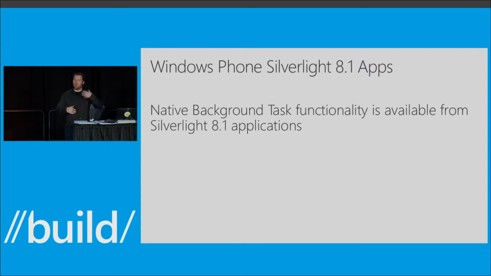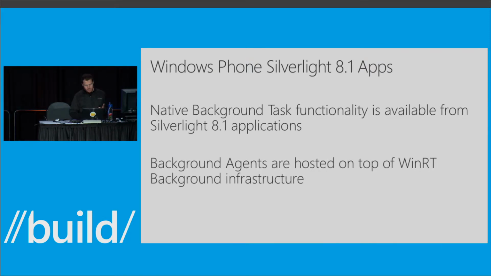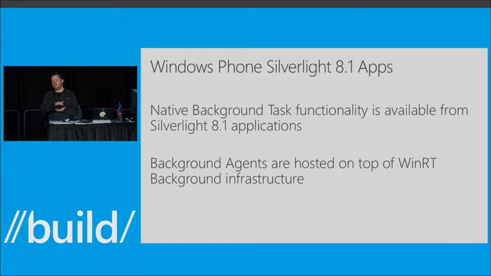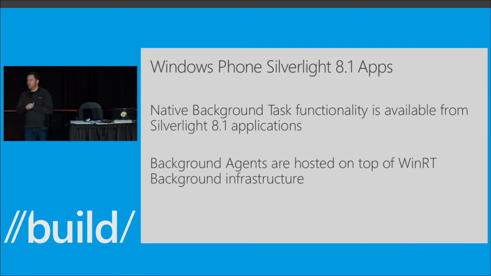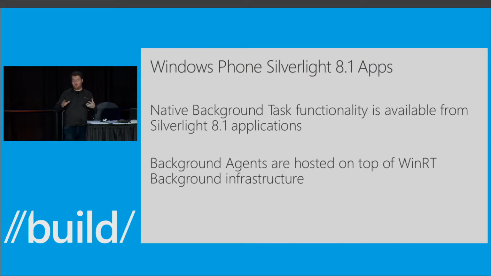So you can replace your background agents with background tasks. You can get these new triggers and conditions and all this new functionality in your existing Silverlight applications. And in fact, as soon as you upgrade to Silverlight 8.1, we'll actually host your background agents on top of the modern background infrastructure. It will work pretty much exactly the same, but we'll be using the modern resource management and the modern activation under the covers. Your APIs will still look the same. You don't have to change any of your code for the background agent, but it is being hosted in the modern application model.